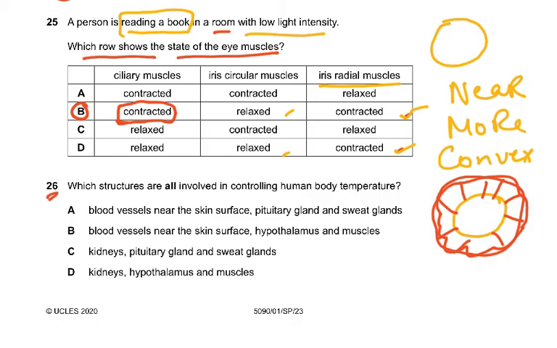Now, question number 26. Which structures are all involved in controlling human body temperature? Human body temperature, if the room is hot or the room is cold, you enter the room, and how will the body respond to it? So I would look at it, the kidneys are nothing to do with it. So wherever which has kidneys, I would say wrong. And then pituitary gland is also not involved in it. So the only answer is B. Blood vessels near the skin surface, hypothalamus and muscles. So I would do this by elimination.